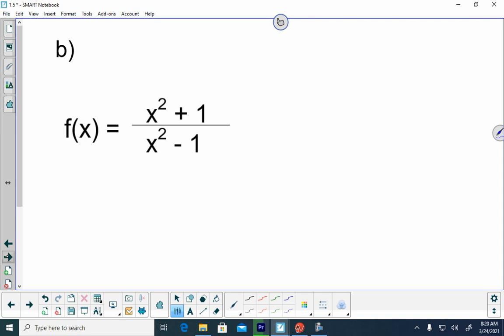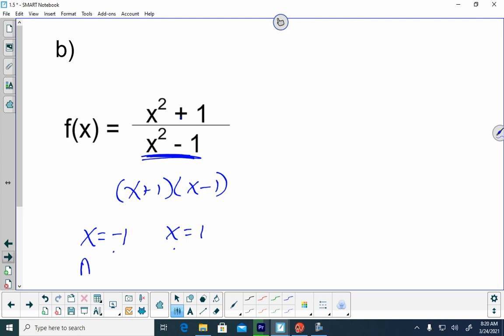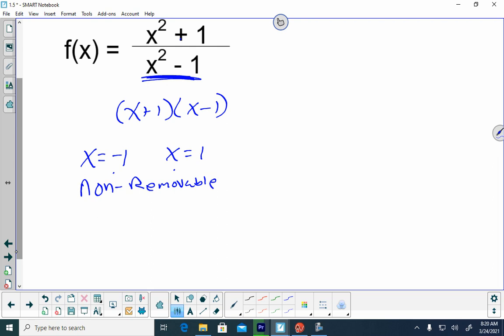The second one, when I look at this, I'm going to try to find the zeros here. So that factors as x plus 1, x minus 1. The numerator does not factor at all, so nothing simplifies. So I'm going to have x is equal to -1, x is equal to +1. Since these are non-removable, they're both non-removable, they become vertical asymptotes. So my vertical asymptotes are going to be x is equal to -1 and x is equal to +1. Remember, non-removable become vertical asymptotes.